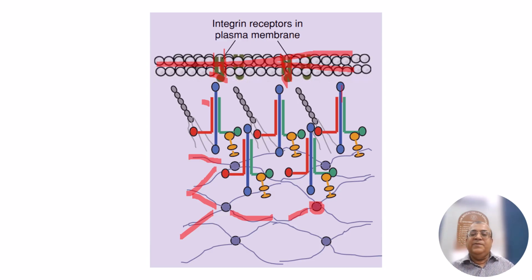Further to emphasize, this cross-like structure of laminin is composed of alpha, beta, and gamma chains, specific for organ.